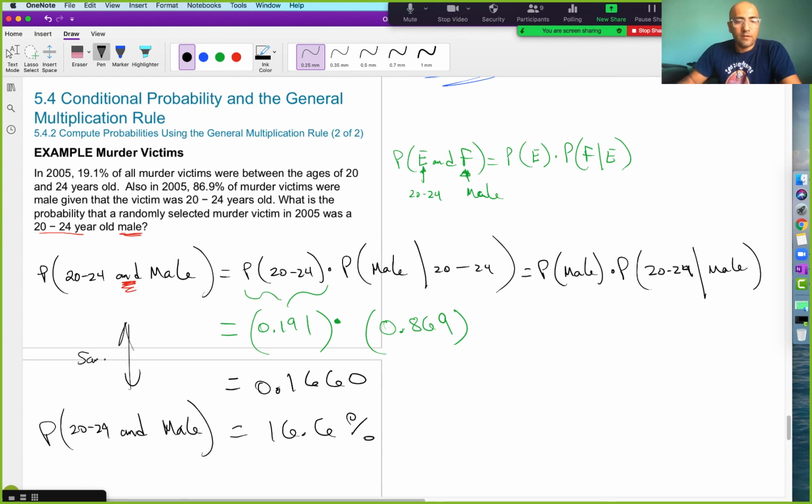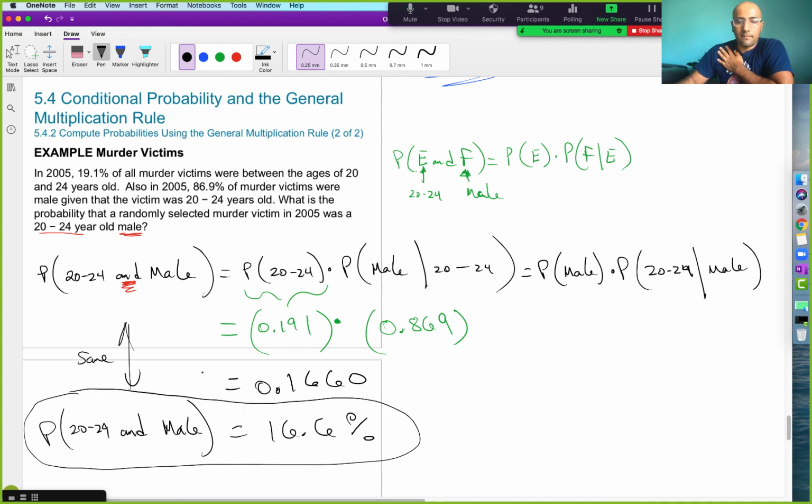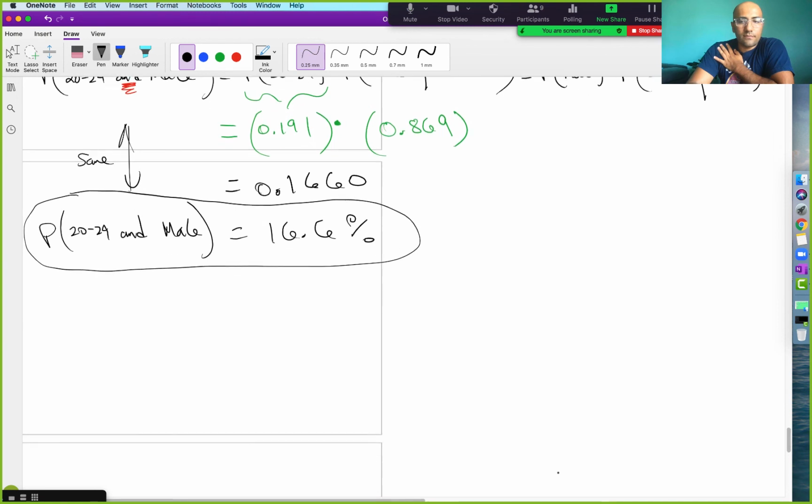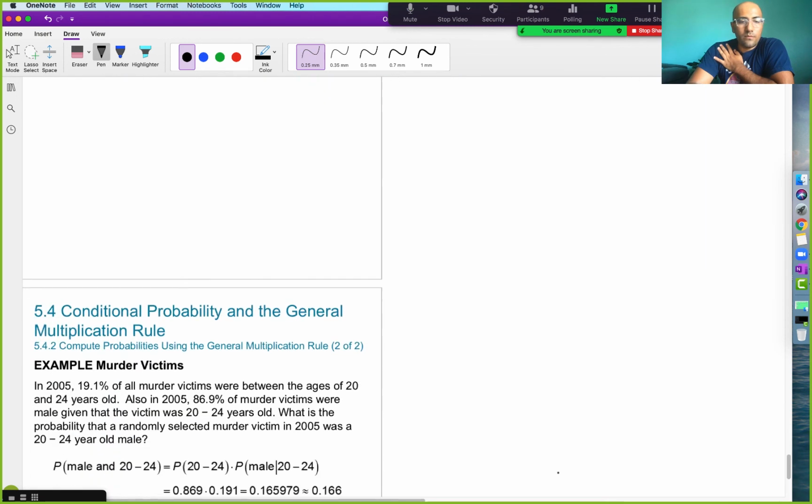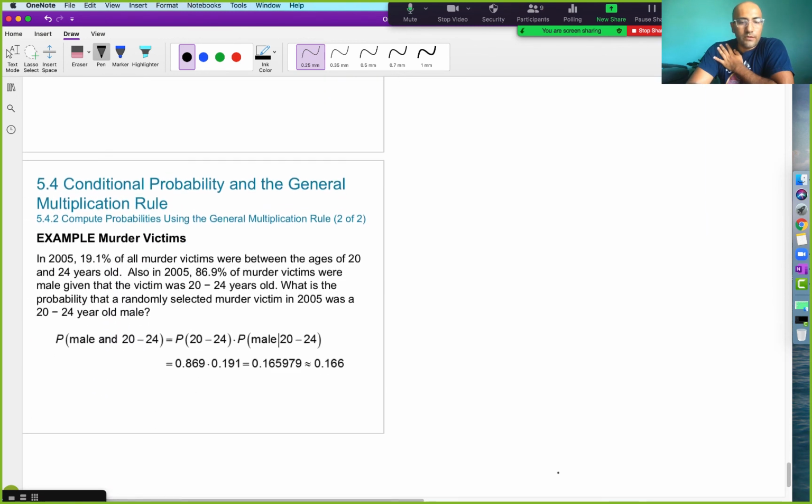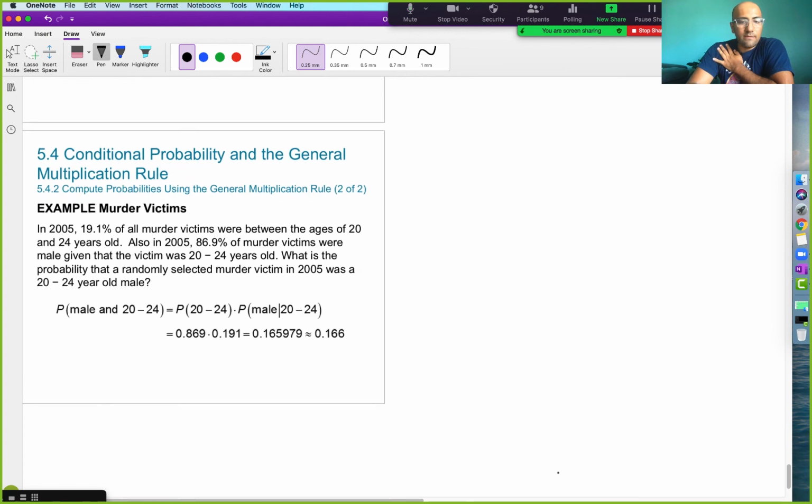I do this because I'm lazy about copying everything, so this statement stays across. Any questions? So this is our answer. Okay, so this is what the author did. Same answer.